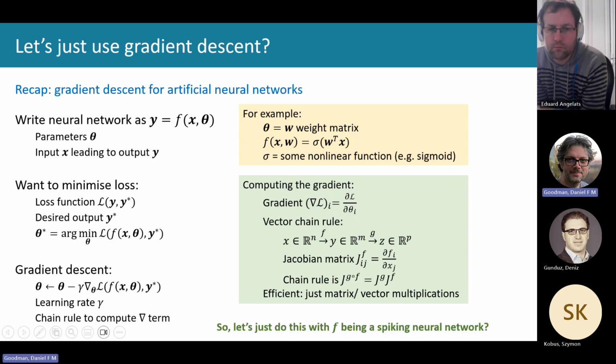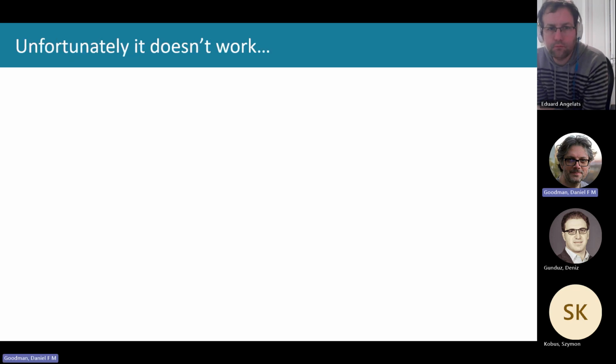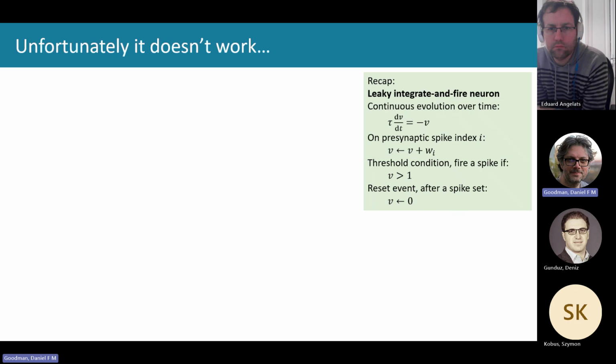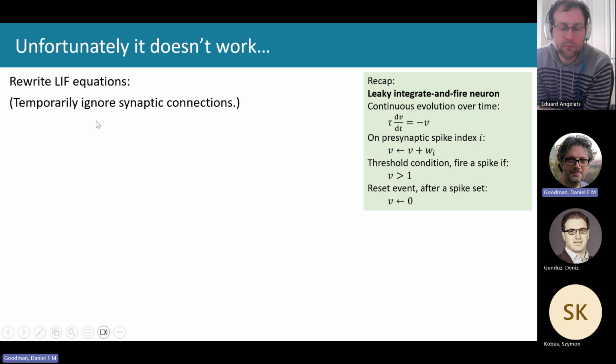Okay, so how about we just do this, but now our function f here is the function that we get from a spiking neural network rather than just a simple nonlinear sigmoid or whatever, right? Why doesn't that work? So it doesn't work, and I'll explain why. Here, just as a reminder, these are the equations defining the leaky integrate-and-fire neuron that we saw earlier. I'm just going to rewrite this slightly, and I'm going to remove synapses for the moment, just to simplify the presentation of the problem. We don't need to think about synapses to understand why we can't do this.